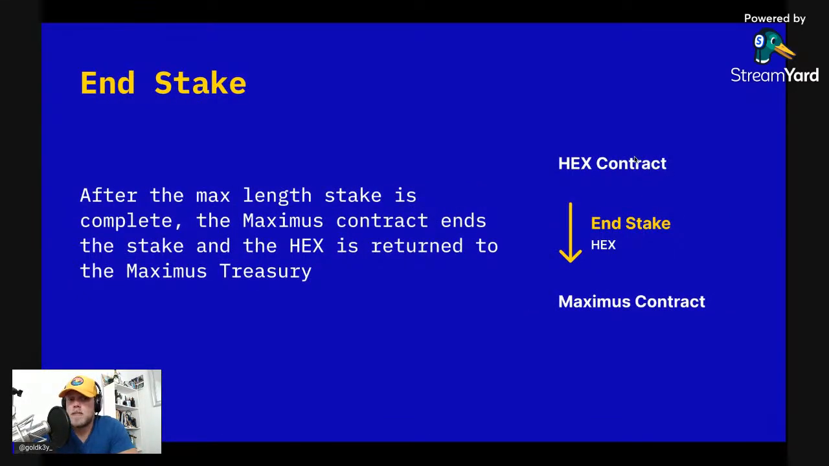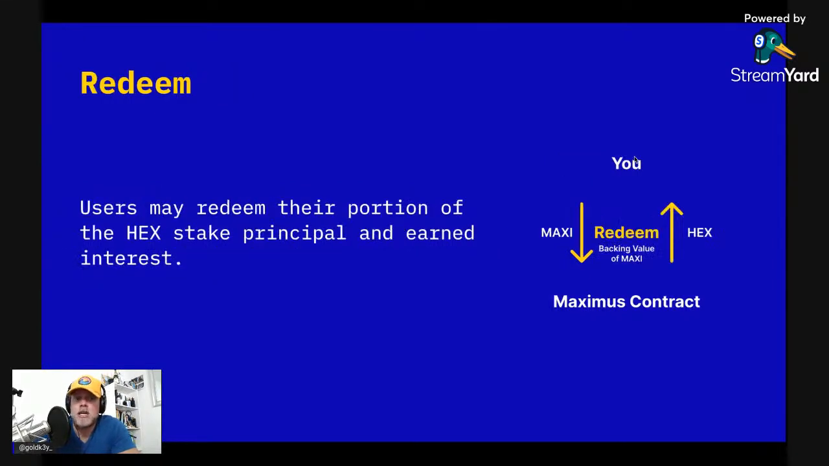So once the Maxi stake ends, the Maximus contract ends the stake, and the hex is returned to the Maximus treasury. So it's returned to the Maximus contract. And once that happens, users can redeem their portion of the hex stake principal and interest earned.